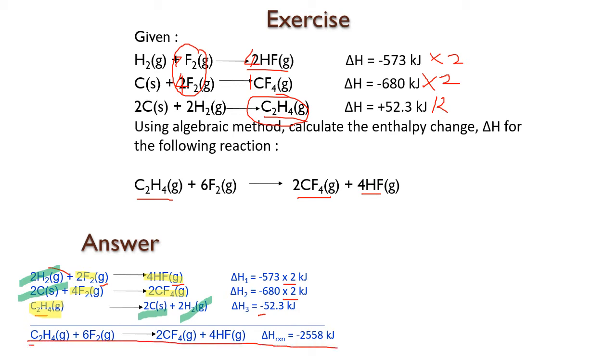And then the enthalpy for the reaction, you just sum up. So the final answer is enthalpy of reaction equal to negative 2558 kilojoule. Over here is the enthalpy change for the following reaction. Okay, write down the formula. Enthalpy of reaction equal to enthalpy H1 plus enthalpy H2 plus enthalpy H3.